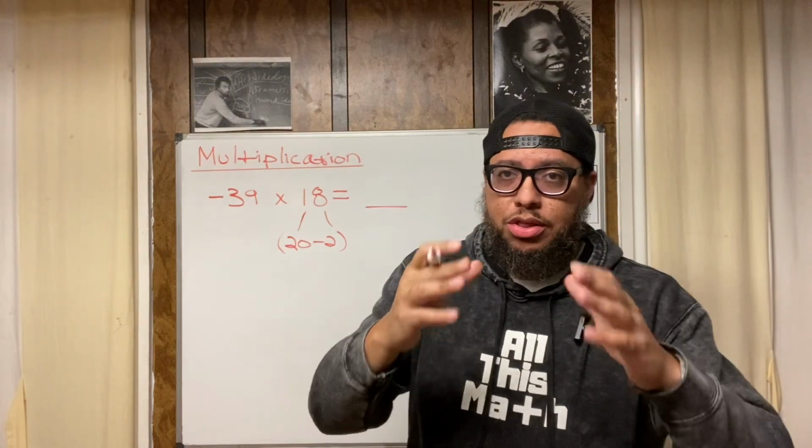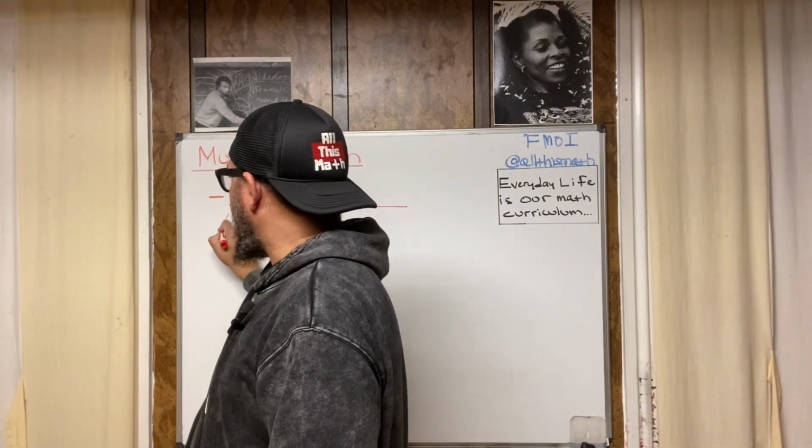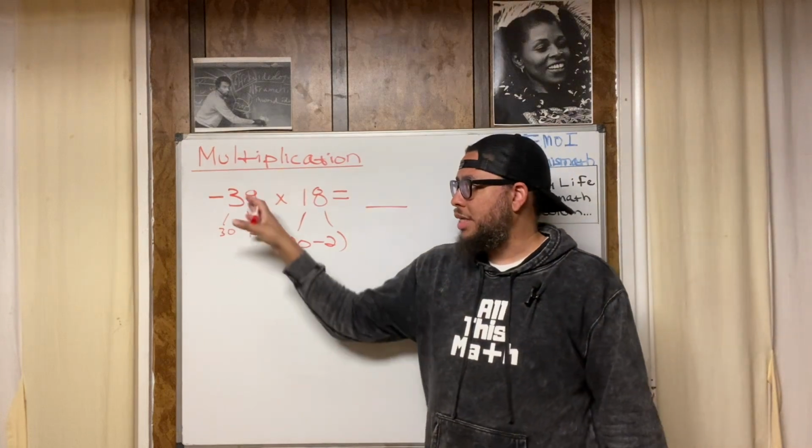I would take the 39, break it up. In my mind, that's what I'm doing. I'm breaking the 39 up into 30 and 9. 30 and 9, because 30 plus 9 is 39.